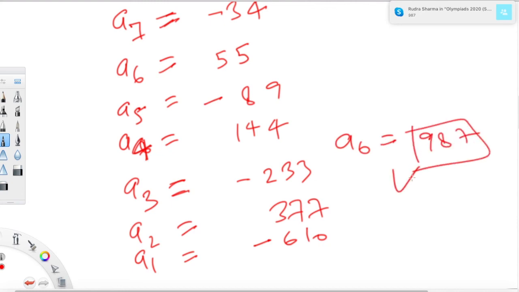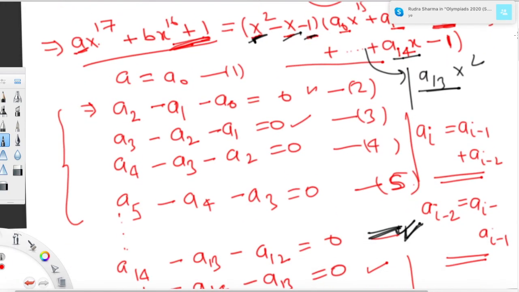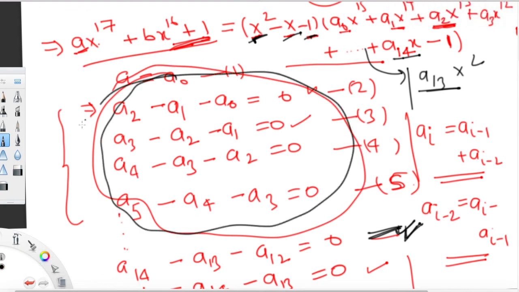It is the answer. So the ultimate thing is to reach this system of equations. Once any student hits this idea, the rest of the work is routine.